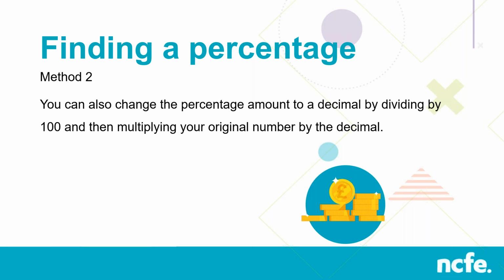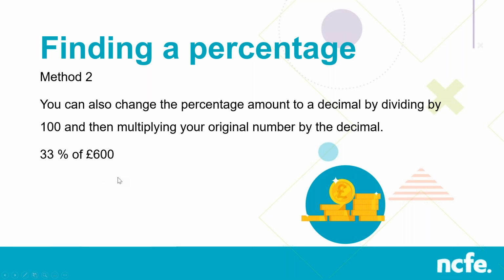Here's another method: change the percentage into a decimal by dividing by 100 and then multiplying the original number by the decimal. This hinges on the knowledge of equivalences between percentages and decimals. Personally, I would use the first method if I didn't have a calculator, because dividing by 100 is quite straightforward. Whereas if I had a calculator, I might choose to convert the number into a decimal.